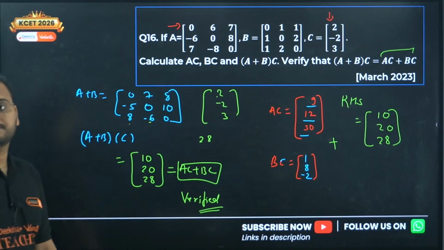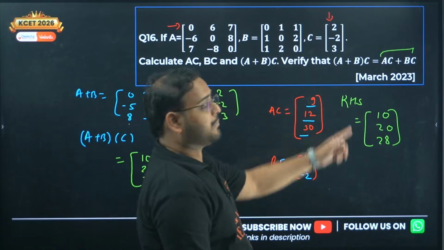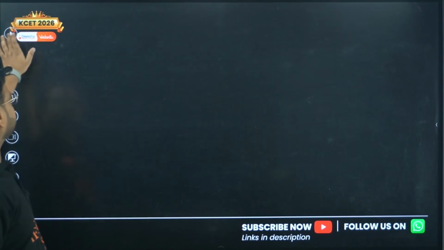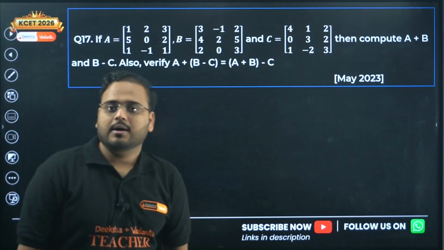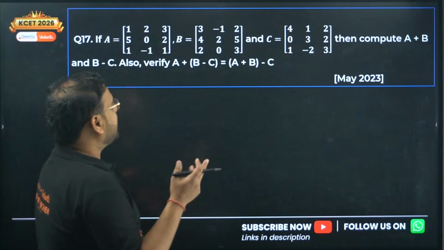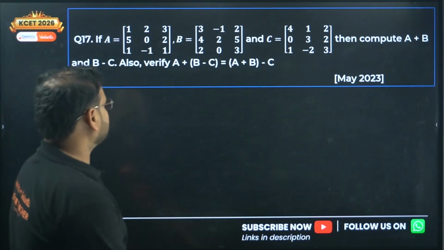Comes for 5 marks. It's a PYQ March 23 paper. Comes for 5 marks. Please check the most recent ones. 17th one now. Again we have, this is a summation question, very very simple. We have to compute A plus B, B minus C and so on. We'll check the result. Okay.